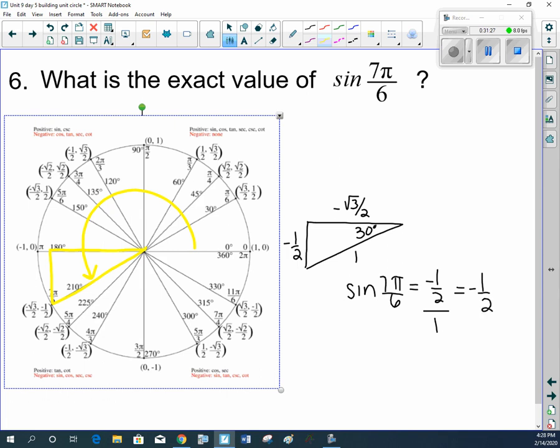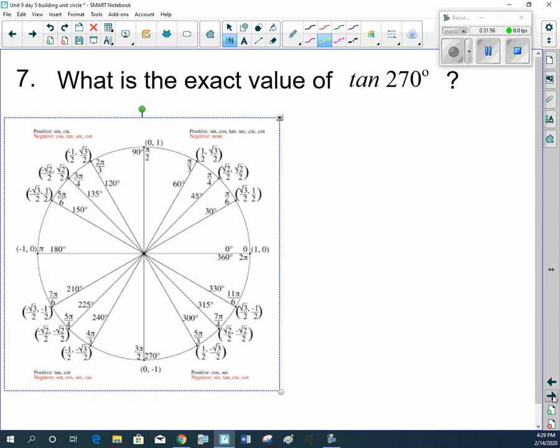I could have just looked at this, and that's what I want you to get to. I want you to get to the point where you don't have to draw the triangle, where you can just get to the correct terminal side, look to the point, and say, oh, there's my sine value right there, negative 1/2. The sine of 210, or 7 pi over 6, is a negative a half. I don't have to draw the triangle. I don't have to do the opposite over hypotenuse. I can just tell by the ordered pair.